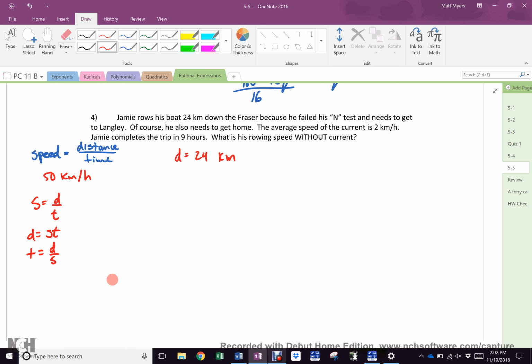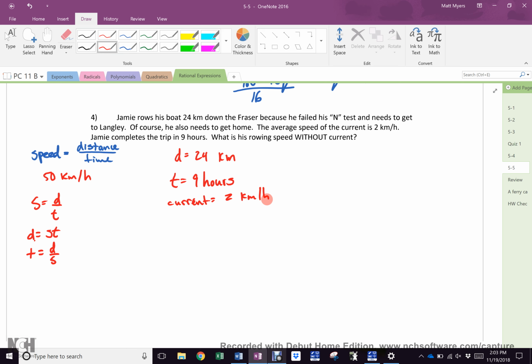Tell me some knowledge I know from the question. Okay, we got a distance of 24 kilometers. Agreed. What else do I know? The whole trip, T equaled 9 hours. What else do I know? The speed of the current equals 2 km/h. Yes? Everyone okay? How many parts of his trip are there?